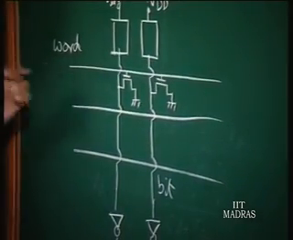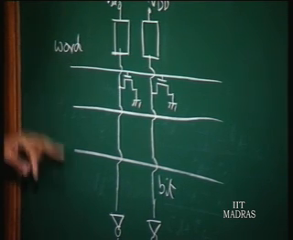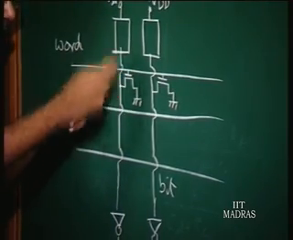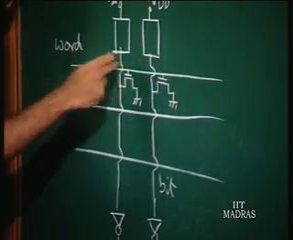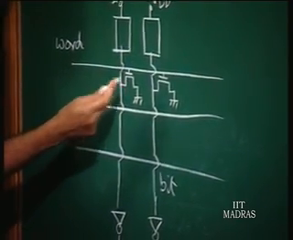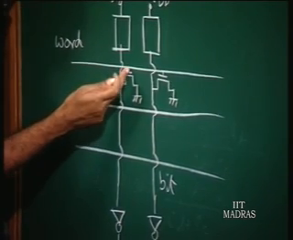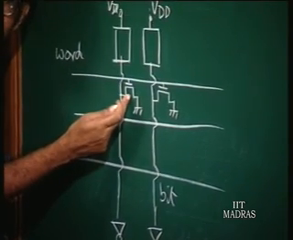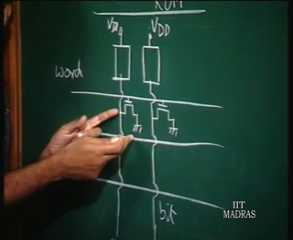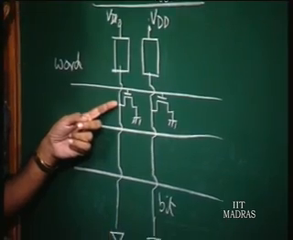Now, what happens is, when the word line goes high, only one word line can go high at a time. When the word line goes high, then all the transistors on this row are selected, if there is a transistor there. If there is a transistor there, the transistor turns on, and when the transistor turns on, the bit line is pulled to low, and the output goes high.